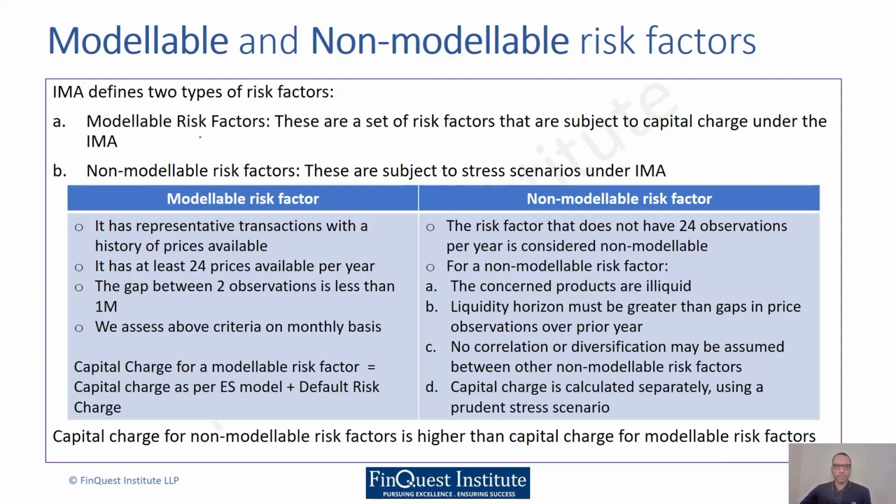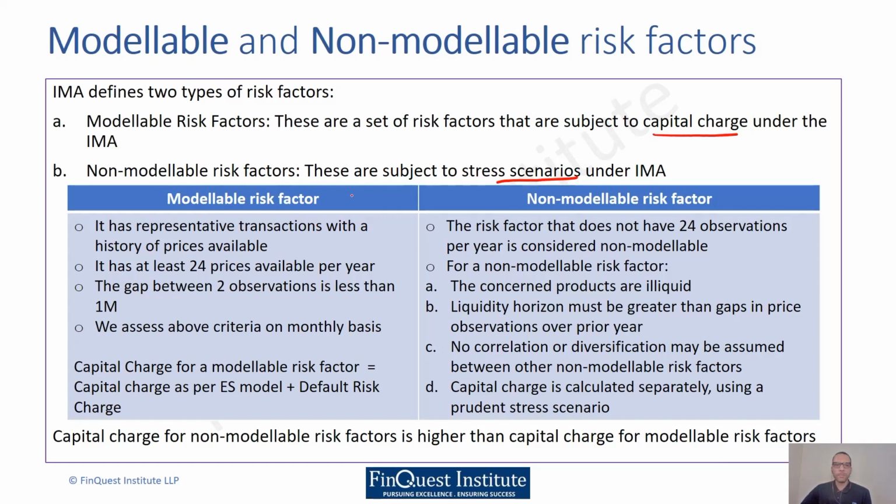What these are. So the modellable risk factors, these are a set of risk factors that are subject to capital charge under the IMA. Whereas non-modellable risk factors, these are subject to stress scenarios under IMA. So see here, there's a difference. There's a stress scenario here, and they're subject to capital charge under it.